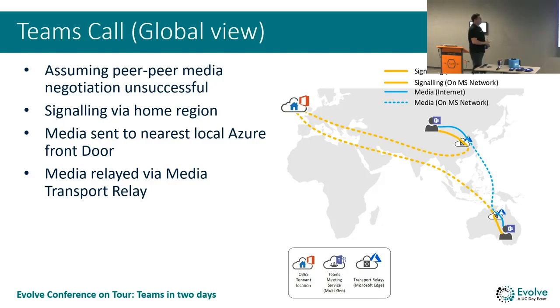Also, just worth pointing out that that was for meetings, but if you've got a peer-to-peer call that isn't happening across your WAN, you remember that diagram that showed that they will negotiate via the Teams service, sometimes via these transport relays. The same kind of thing can happen here. So signaling still going back via your tenant, but then media will be user to transport relay to transport relay to user. So again, it will try and keep things local where it can.